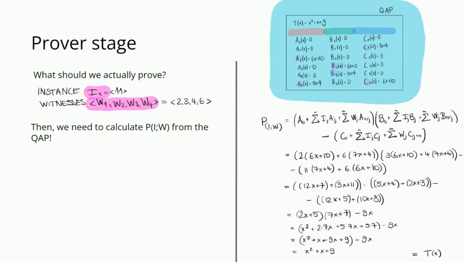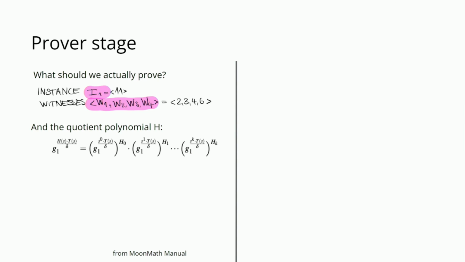So in the end, we get the polynomial x squared plus x plus 9, which is the target polynomial as well. So the target polynomial is divisible. Sorry, p is divisible by t. That's what happened. So we have this polynomial p, and then we have to generate a helper value as well, and we're going to look at the quotient polynomial h. In this case, since p divided by t is just 1, h is also just 1.